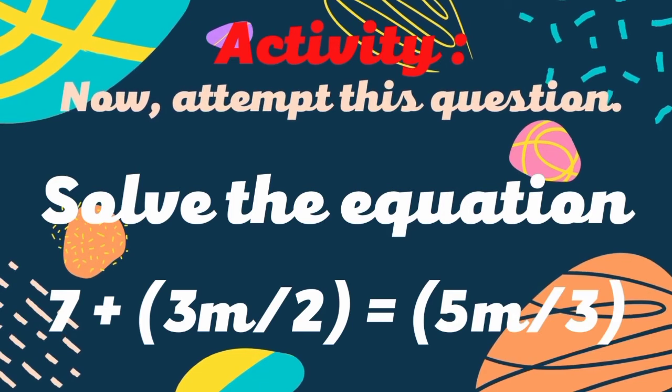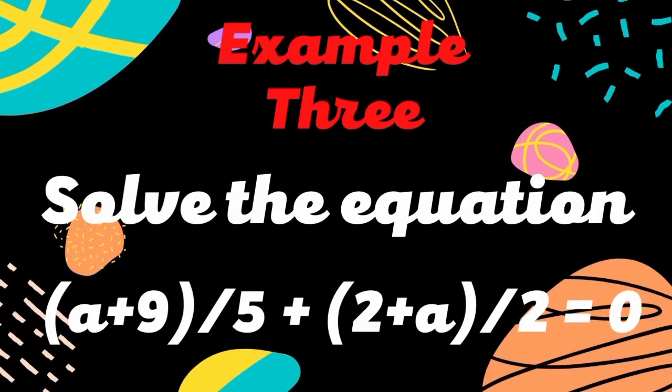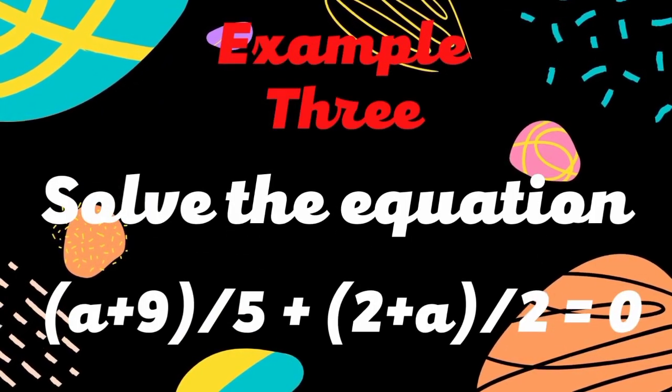I need you to try this particular exercise in your note and see if you are able to solve it based on your understanding of the topic. If you are not clear, pause the video, go through the examples again, and then attempt the exercise all over again. It says solve the equation 7 plus 3m over 2 equals to, you understand.